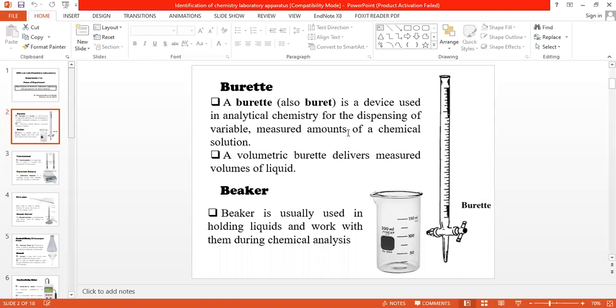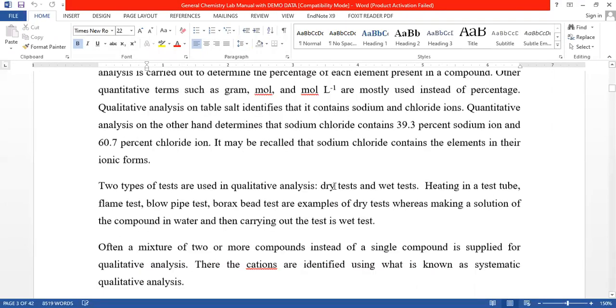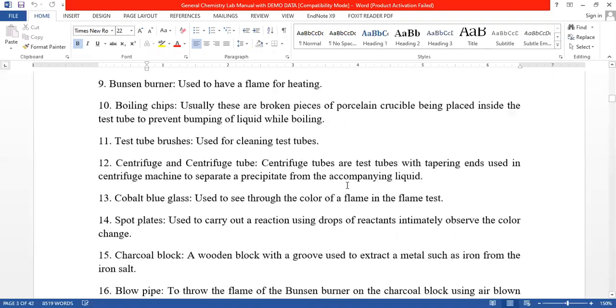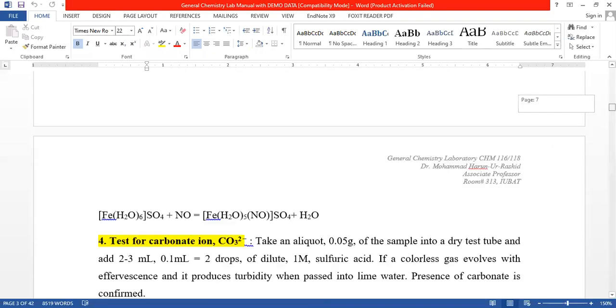And for the function, you can just write down the functions beside your diagram. So first, as I told, the safety rules. Second, the functions of lab apparatus. Third is the flame test.